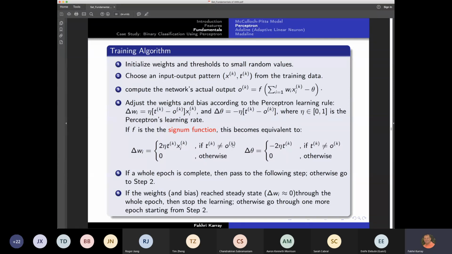So if tk is different from ok, and the difference is given by the signum function, then we are going to have tk minus ok, tk minus (minus tk), which gives us the value of 2 eta tk xik. So this becomes 2 eta tk if the value is different. So if the system is generating a value that is different from what the system has been trained with, then you have to have a strong value of the update of the weight. That's what the system tells us. So this is the feedback that we are generating.